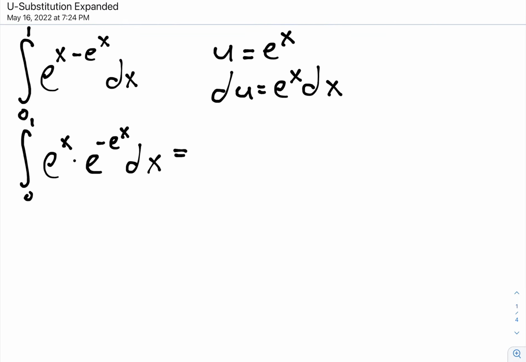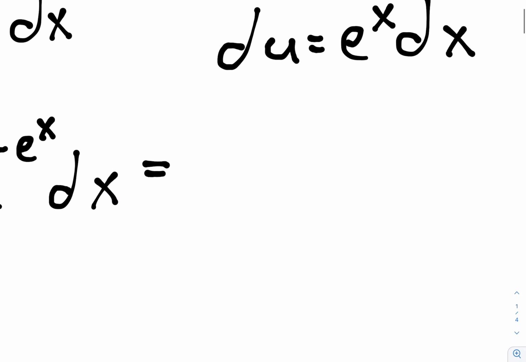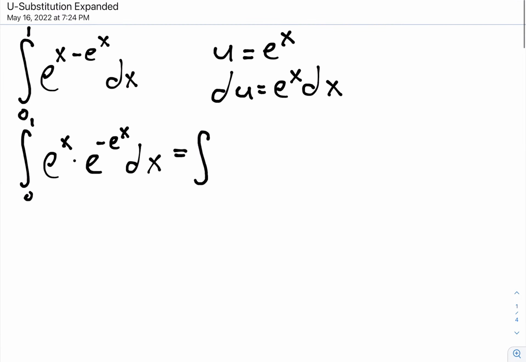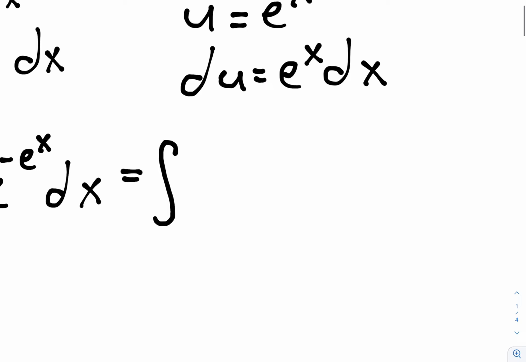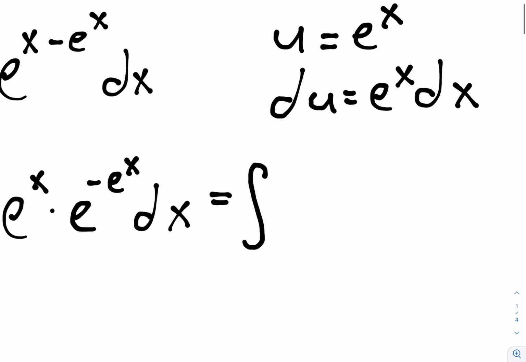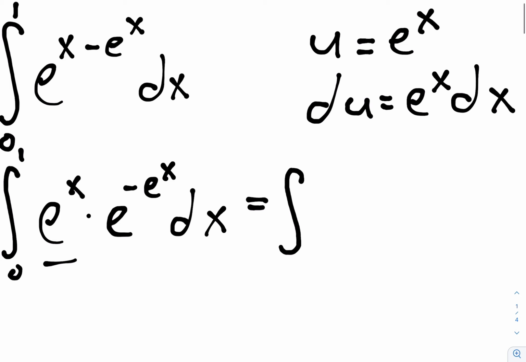And if we know that we set u equal to e to the x and du equal to e to the x dx, it's going to be the integral, right? We'll think about the bounds in a second, but if e to the x dx is du, then that's going to cover this part and this part. So we have our du. Now all that's left is this e to the negative e to the x. So if u is e to the x, this is going to be e to the negative u.